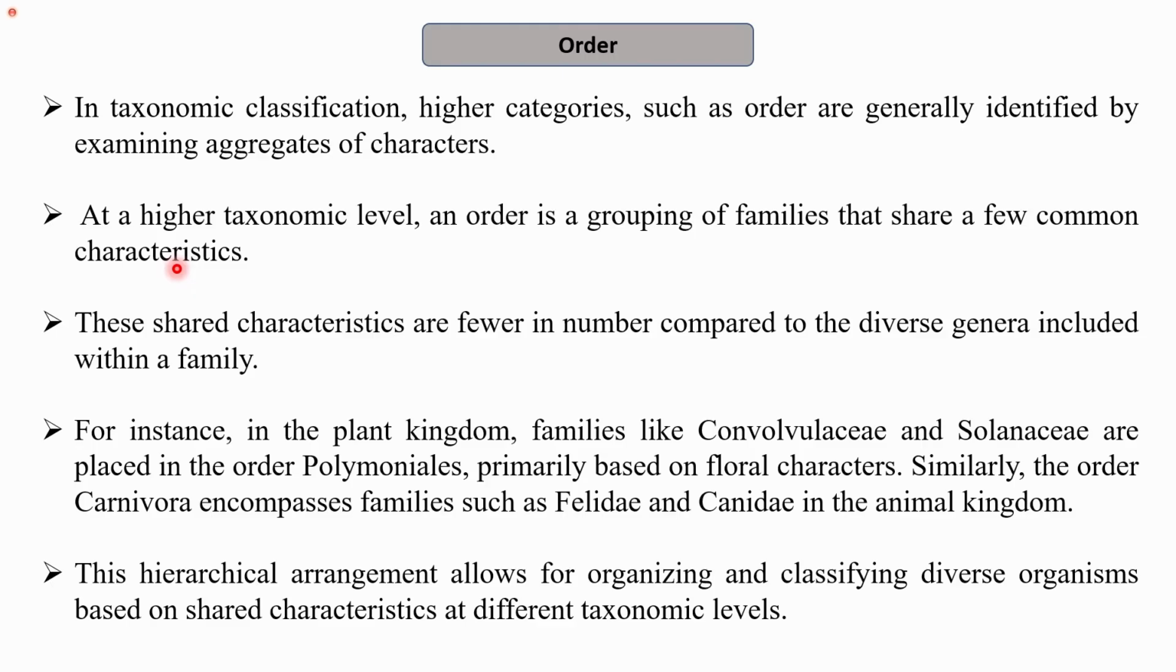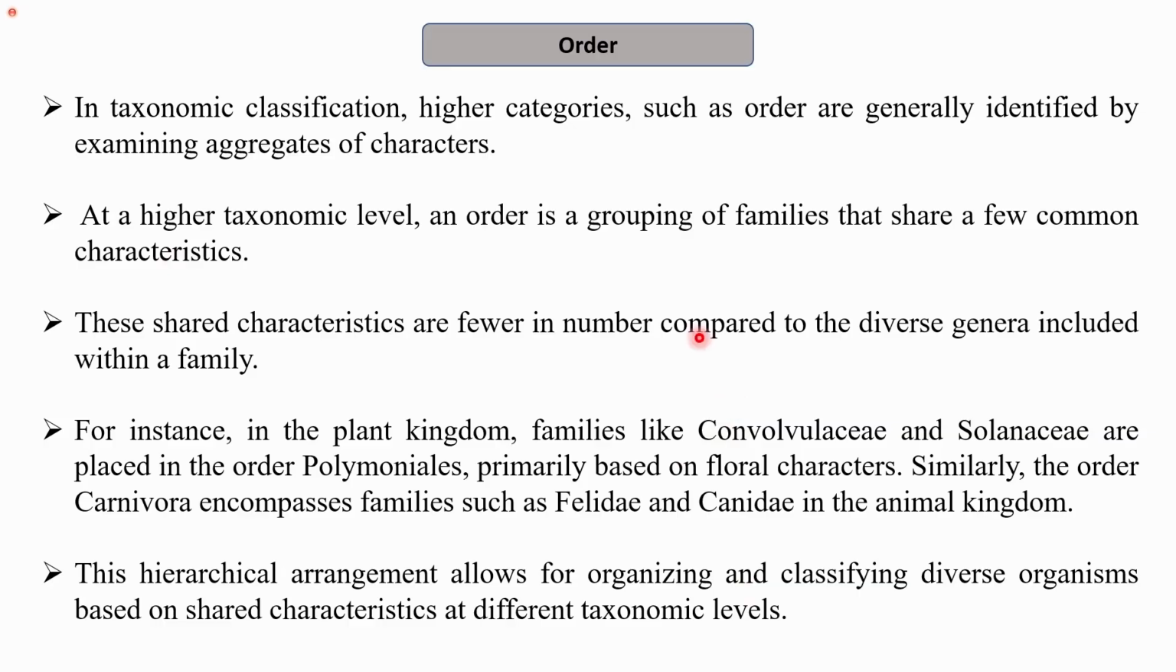Obviously, the cats will not share as many characteristics with the dogs. Some characteristics will be similar. That is why they are placed under the same order. But the characteristics which a particular cat will share with another cat will obviously be different from what it will share with the dog. Therefore, as we move from the family to the order level, the number of shared characteristics within the different groups will lower down. This hierarchical arrangement allows for organizing and classifying organisms based on shared characteristics at different taxonomic levels. So this was about the order.